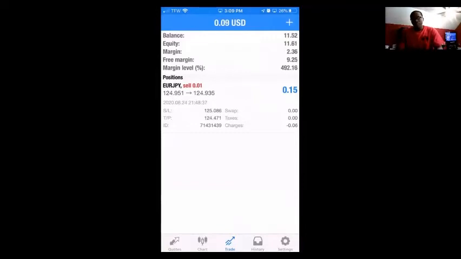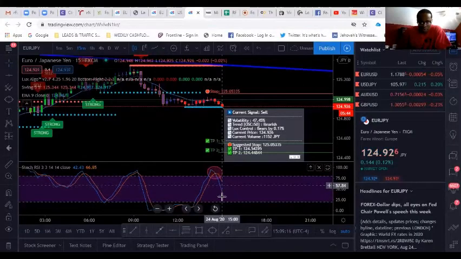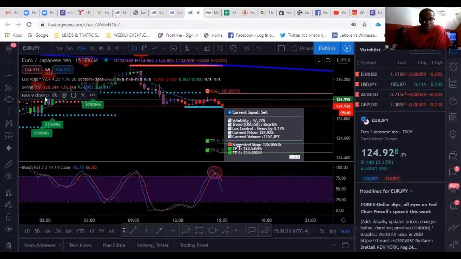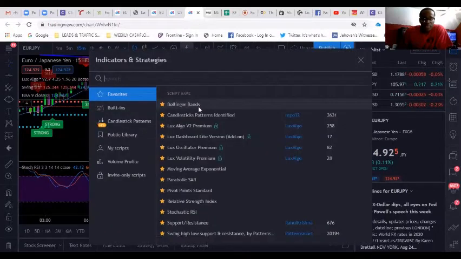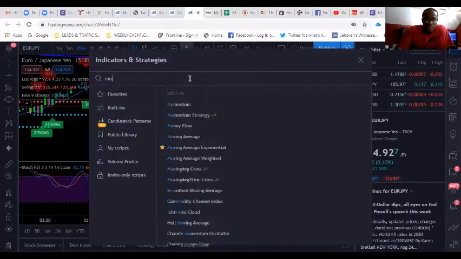Now, what I'm going to actually do at this point, I'm going to show you exactly how to get access to these indicators. So what you're going to want to do is, in order for you to get access to the EMA close, you're going to want to go to moving average exponential. And as you can see, I favored it. So you want to hit the star, so that will be in your favorites.